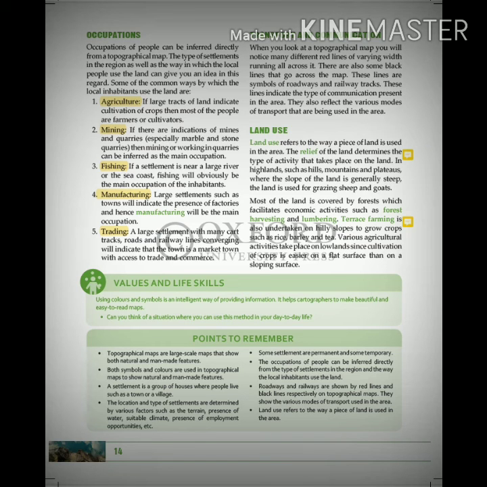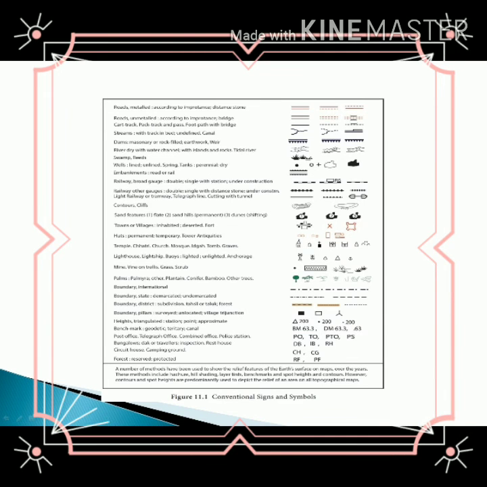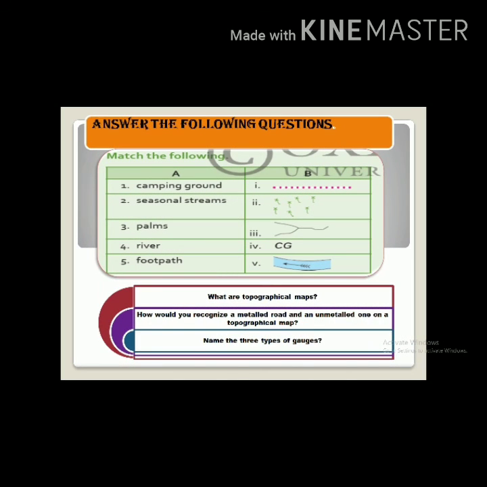So students, we have completed our chapter here. To understand more clearly about the conventional signs and symbols, you can watch out for the next slide. Here we are. Go through some more conventional signs and symbols which are used in the topographical maps. Answer the following question.